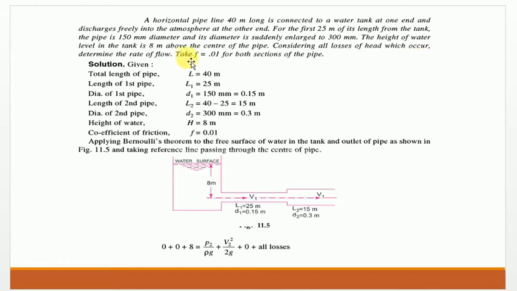The height of the water level in the tank is 8 meter above the center of the pipe. So this is the center of the pipe, and from the center of the pipe the water level is 8 meter. Considering all the losses which occur, determine the rate of flow. We have already solved this problem and found the rate of flow.